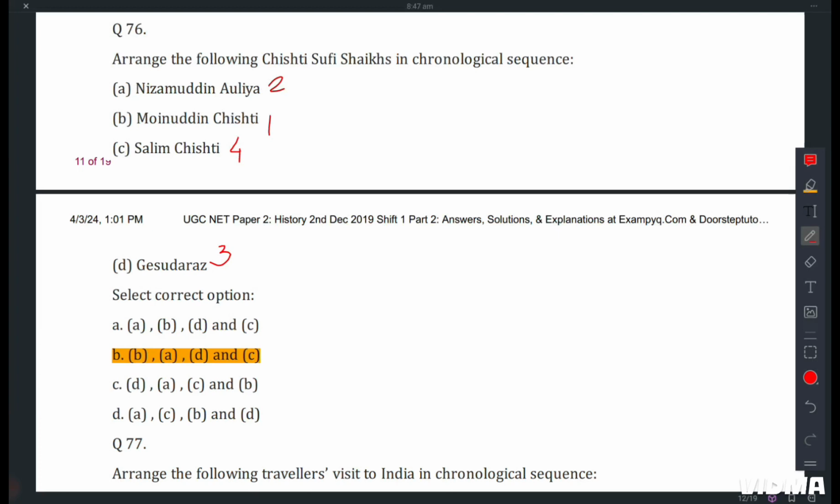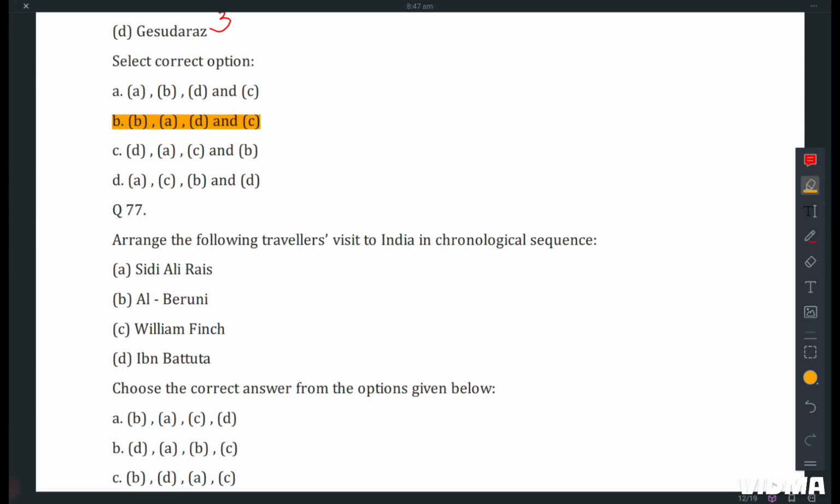Sheikh Salim Chishti's Khanqah, where the saint blessed Emperor Akbar, and where Emperor Jahangir was born. It was the same place. Okay, let's move ahead. Question number 77.